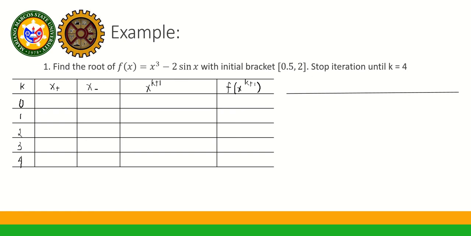So, what we should do is to plug these values dito sa ating function. And if the answer is positive, then that is our x positive. If the answer is negative, then that is our x negative. And in our initial bracket given 0.5 and 2, x positive will be 2, and x negative will be 0.5.